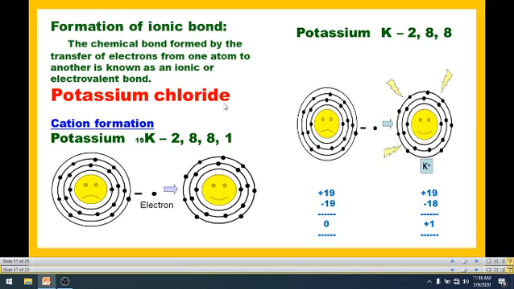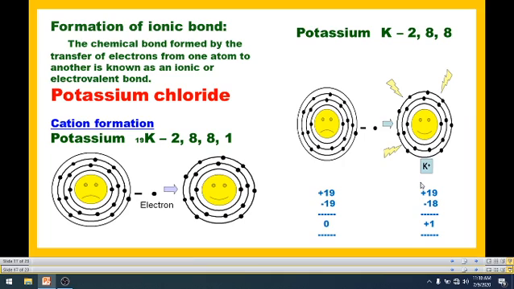The potassium atom has 19 protons and 19 electrons. A proton is positively charged and an electron is negatively charged. Therefore, plus 19 minus 19 is equal to 0. So the potassium atom is electrically neutral. And it loses one electron. After that, 19 electrons becomes 18 because it loses one electron. There is no change in protons. So plus 19 minus 18 is equal to plus 1.